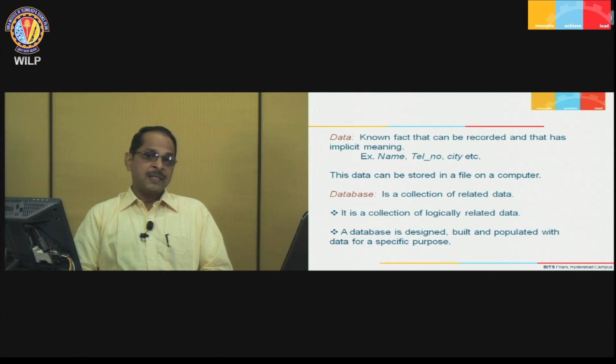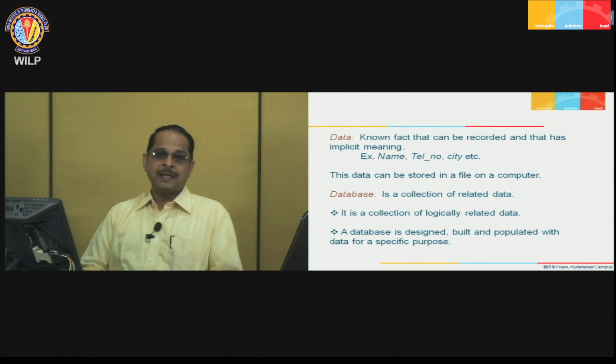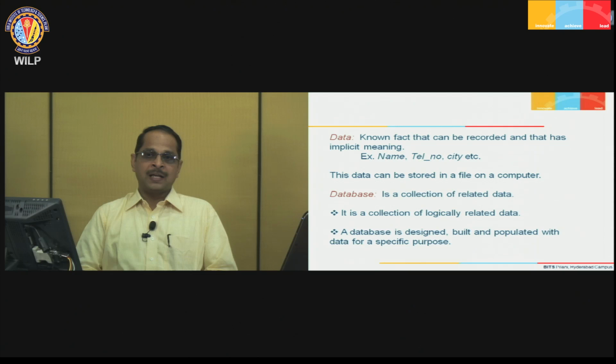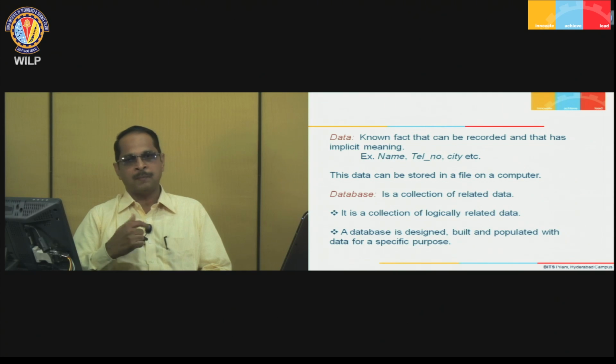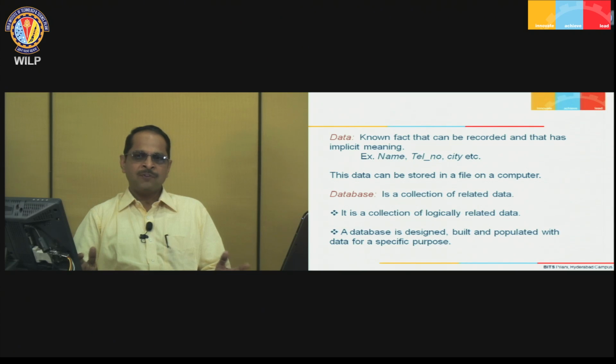Then what is a database? It is a collection of related data. It is a collection of logically related data, and a database is designed, built and populated with data for a specific purpose. If you take a company database, it contains data about the company, its employees, its projects, its marketing, and so on. Like that it should be related. The collection of logically related data is called a database.